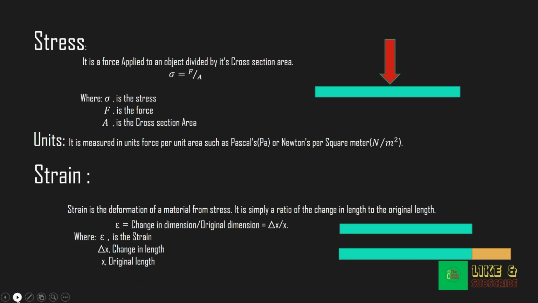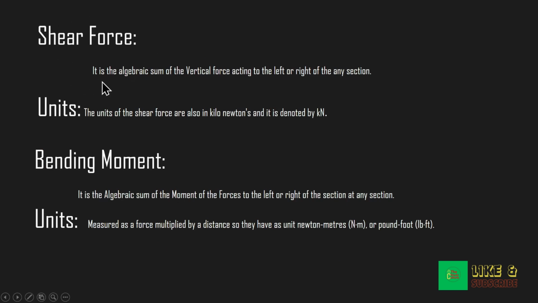Coming to the shear force, it is the algebraic sum of the vertical forces acting to the left or right of any section. When we calculate the shear force, we take the sum of the vertical forces, either from the left or right of the section which we consider. The unit of shear force is kilonewtons, and it is denoted by kN.